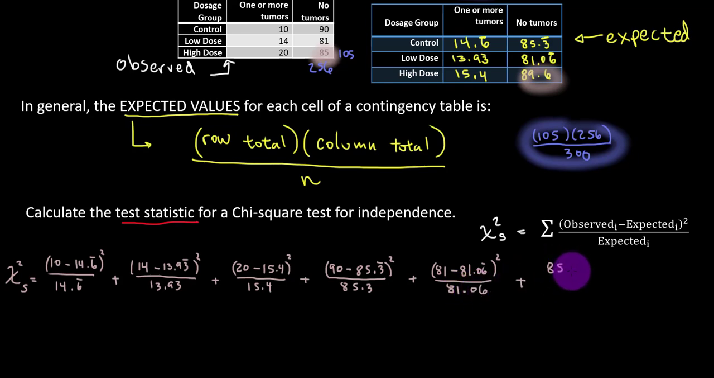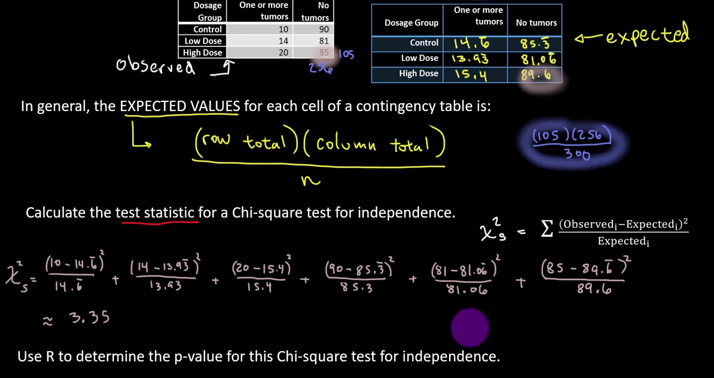Lastly, 85 rats obtained no tumor in the high dose group. If there was no effect of dosage, we would have expected 89.6. Okay, so put that in your calculator and smoke it, and you get about 3.35 as our test statistic.